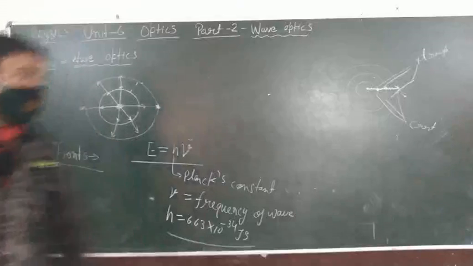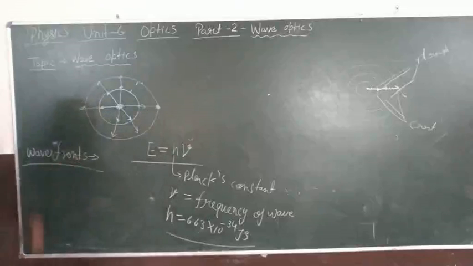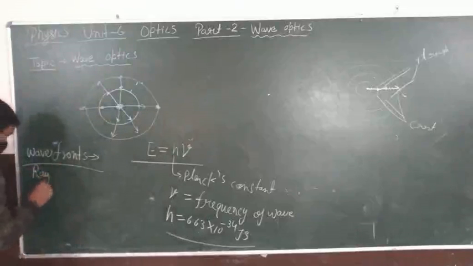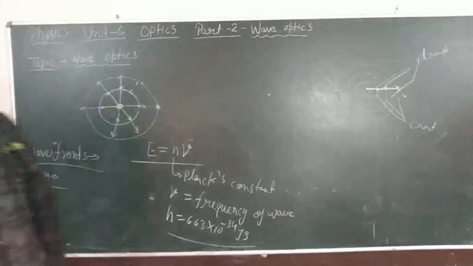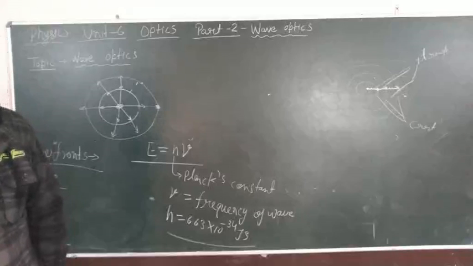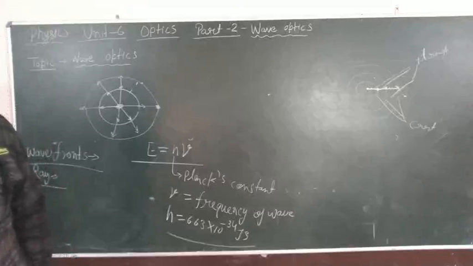Okay, so what is a ray? A ray is defined as the imaginary line along which the wave travels from one place to another place.